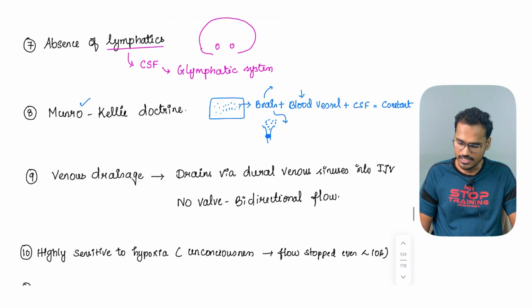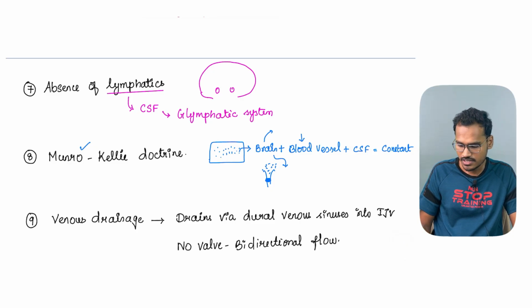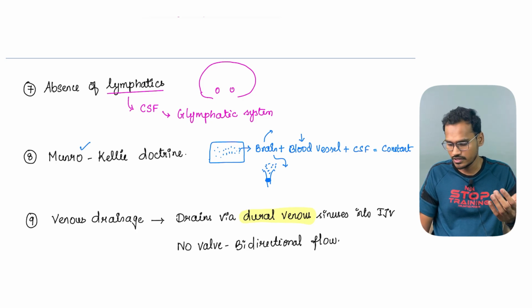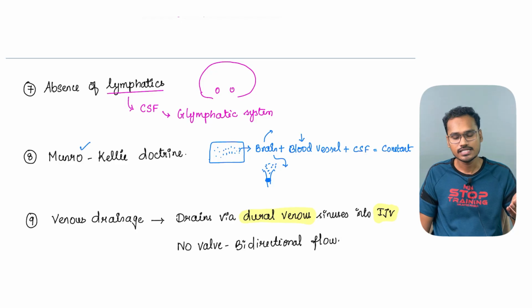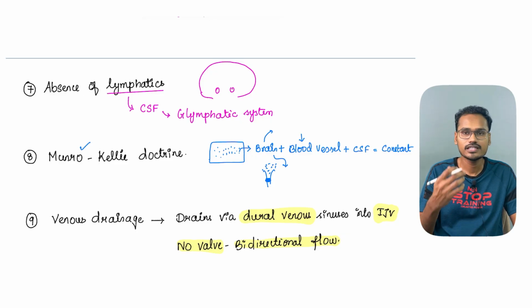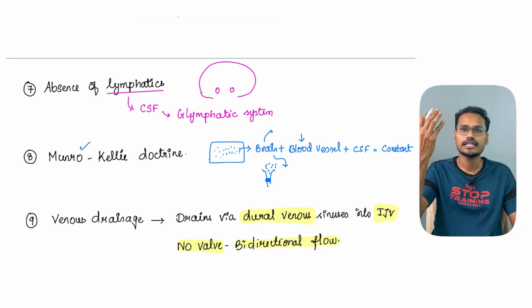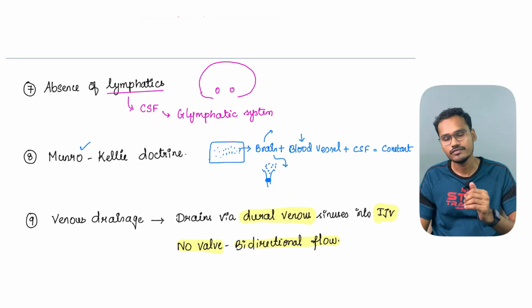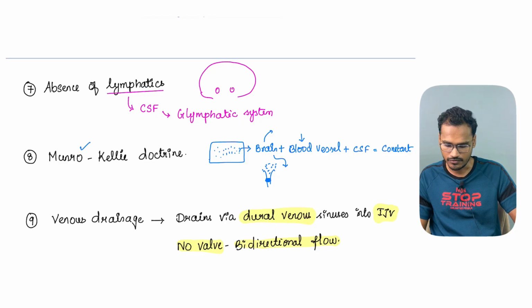Next comes the venous drainage system. The venous drainage for the cerebral circulation is through the dural venous sinuses, which in turn drain into the internal jugular vein. What is so special about this venous system is, there is no valve present. The flow is bidirectional. That is why whenever the danger triangle of the nose is affected, that infection can spread into the central nervous system because of the venous system. So this is again a special feature of the cerebral blood flow.